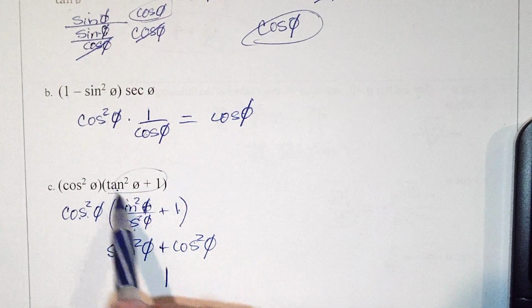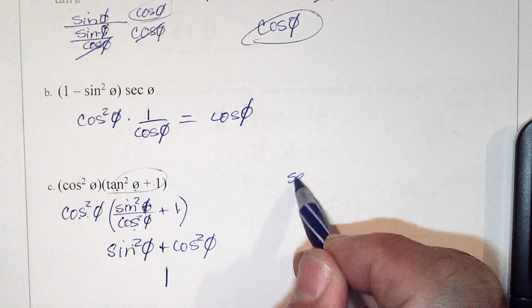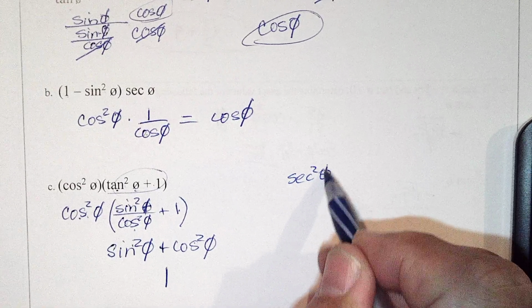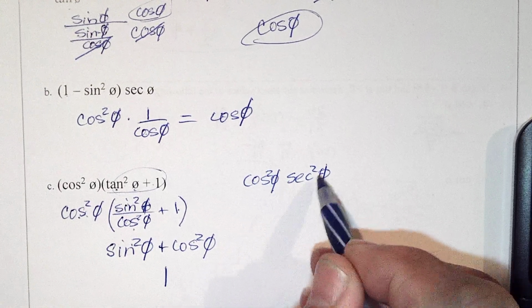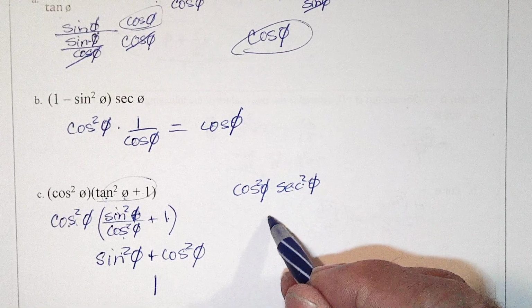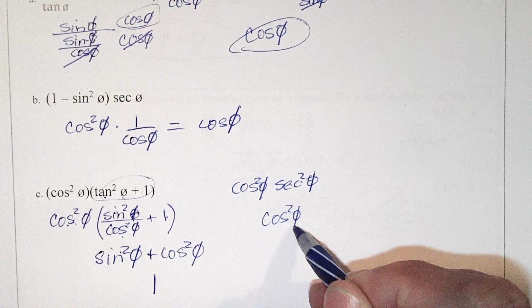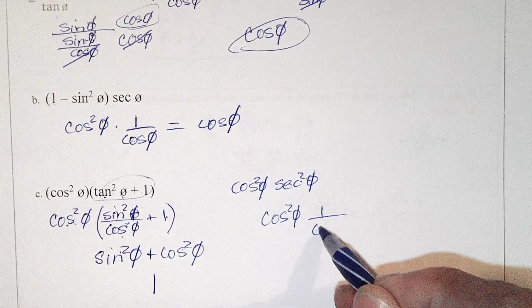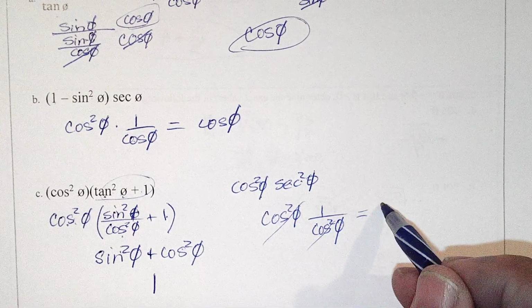Now I could have thought of tangent squared phi plus 1 as secant squared phi. There's an identity that says that. So we'd have cosine squared phi times secant squared. And secant squared is 1 over cosine squared. So the cosine squareds cancel, and we get 1.